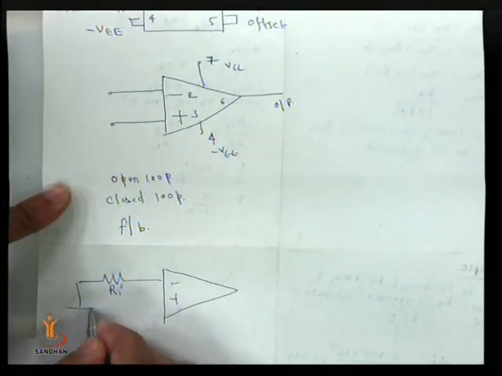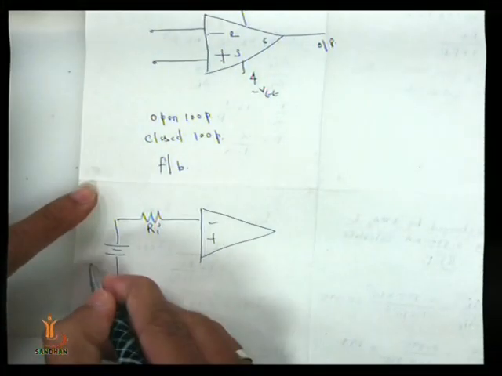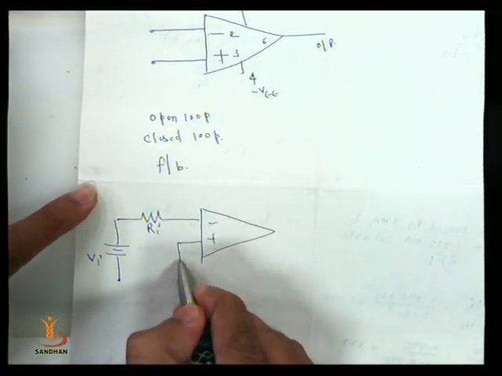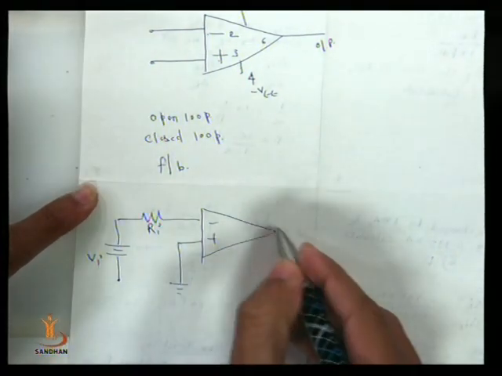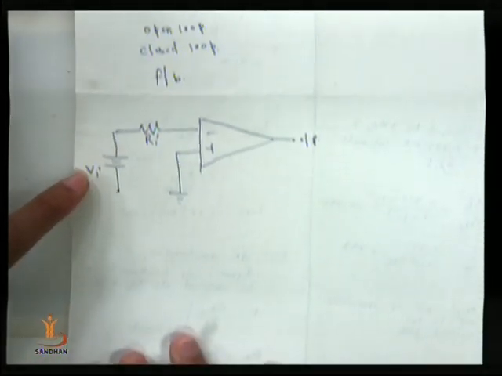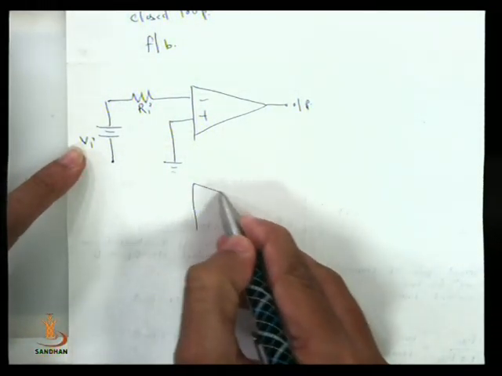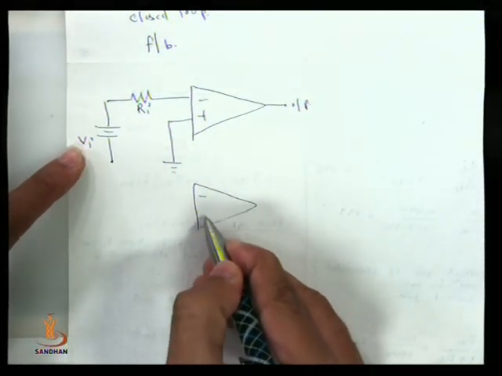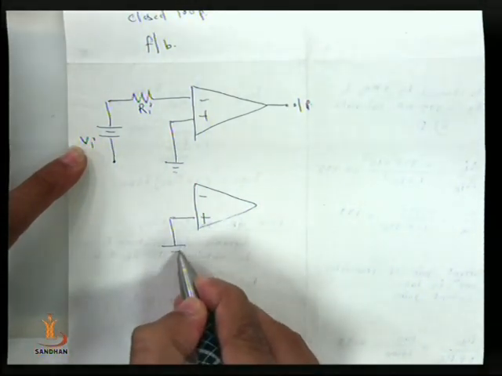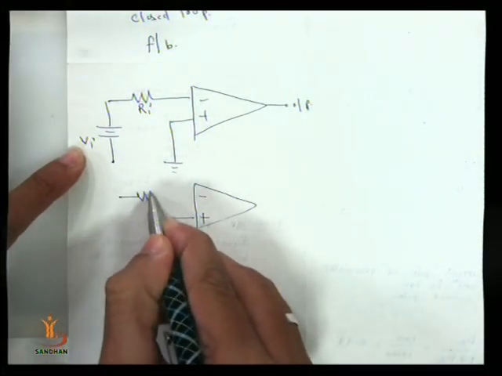Suppose I am connecting one resistor, that is Ri. Suppose I am giving the battery over here, and the potential of this battery is Vi. The non-inverting terminal is grounded, and output is taken. This is the inverting configuration of the op-amp. Let me try to draw the non-inverting configuration of the op-amp. So inverting, non-inverting. I am connecting the battery at this terminal, and it is like this.